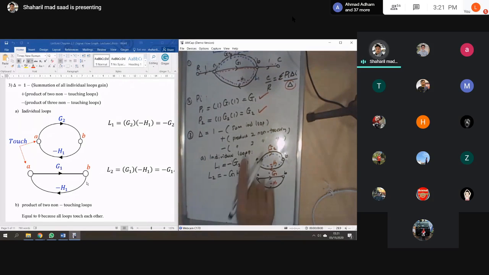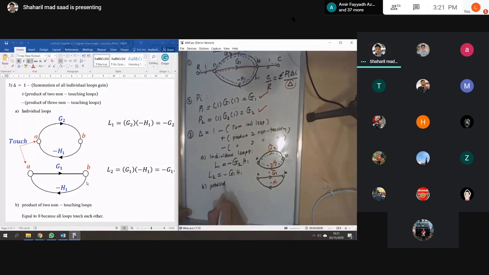Okay, so you already got it is individual loops, right? Because the formula is summation of individual loop. Now we want to find the product, all right? The product to non-touching. Okay, so in this case, look at the individual loop L1 and L2.